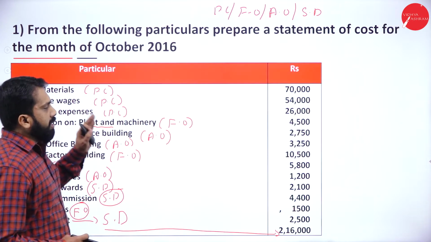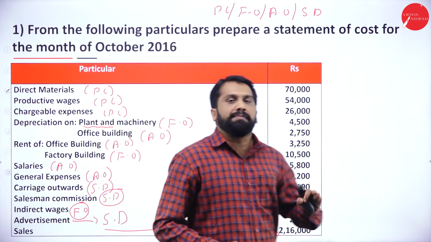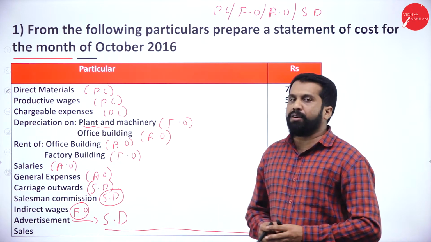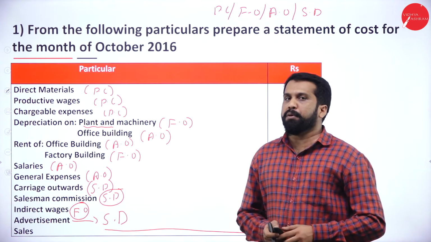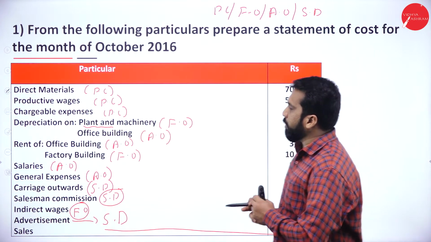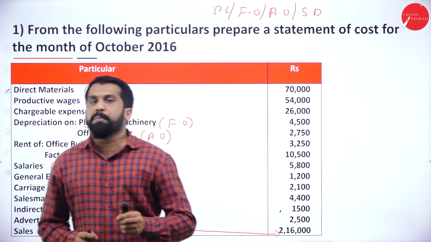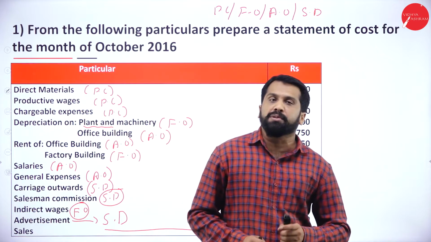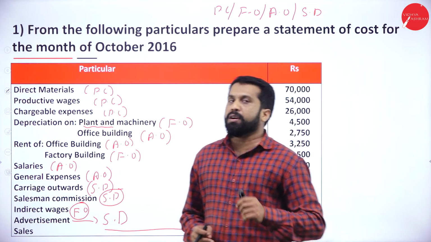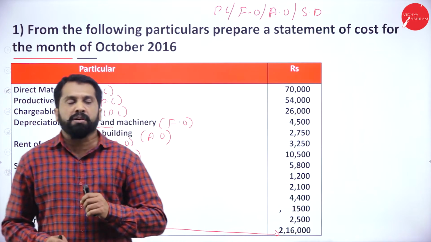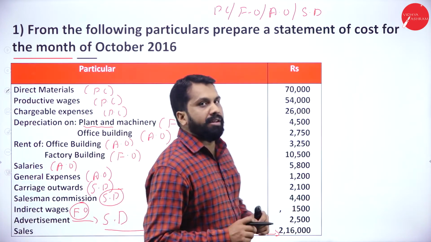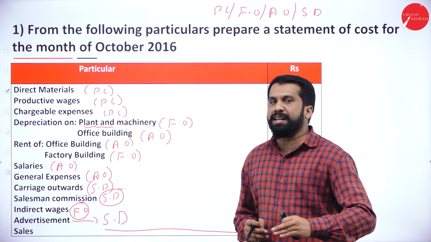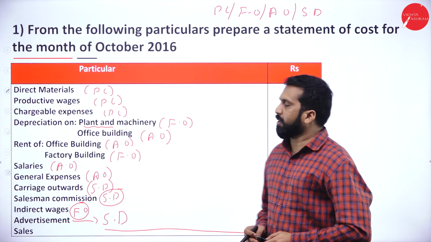As I told you, the same format we will follow, but will not write the complete format. Whatever information is available, according to that, we'll reduce the format. Because in this problem, they have not asked anything about opening stock of raw material, closing stock, opening stock of finished goods, closing stock, opening stock of work in progress, closing stock of work in progress. Nothing they have asked. So we will not write those things. We directly will go for the simplest format.